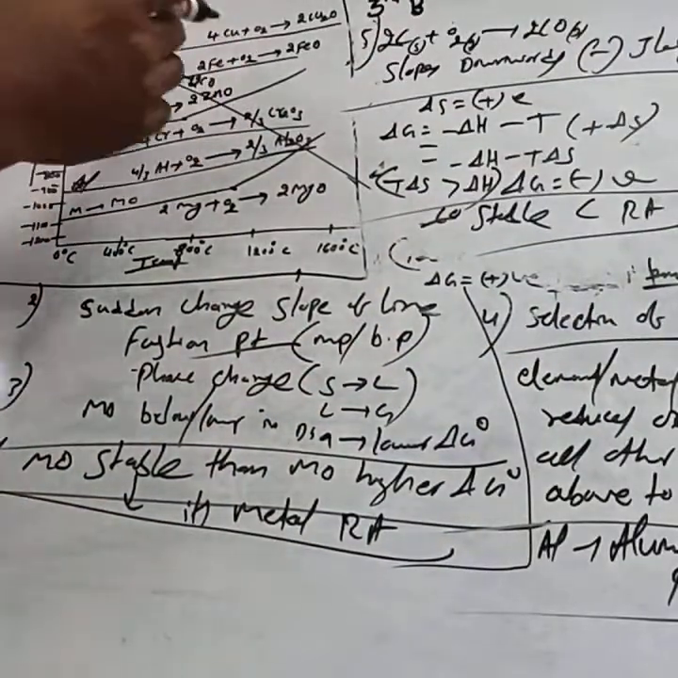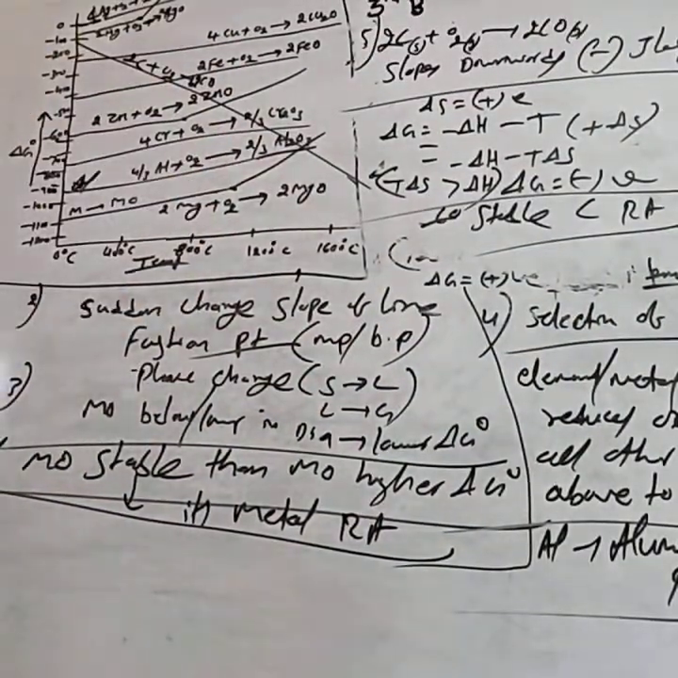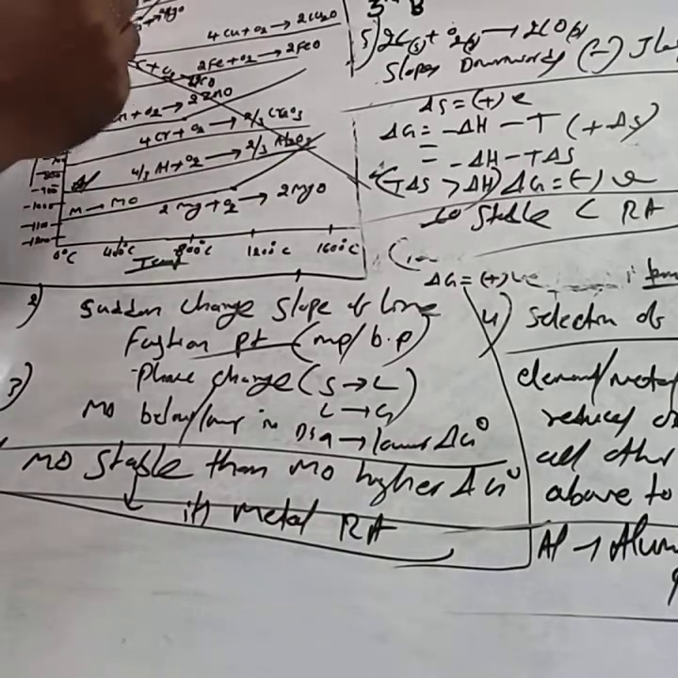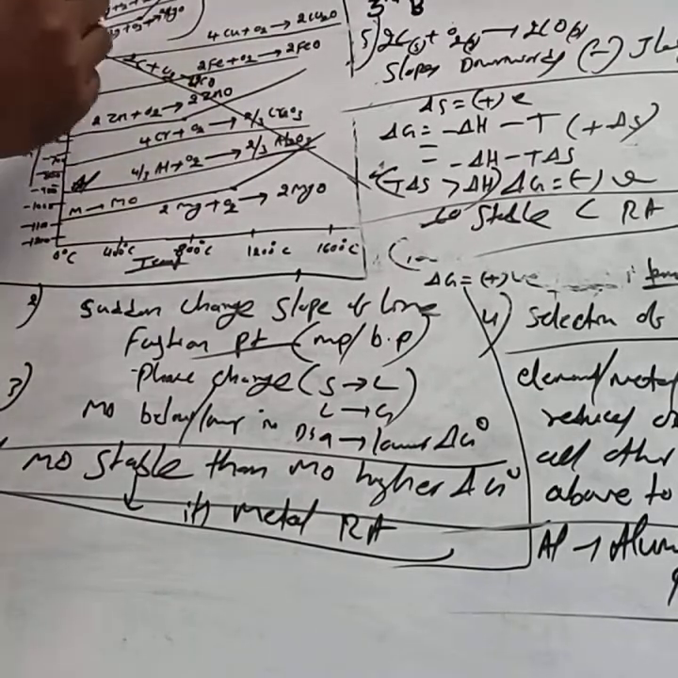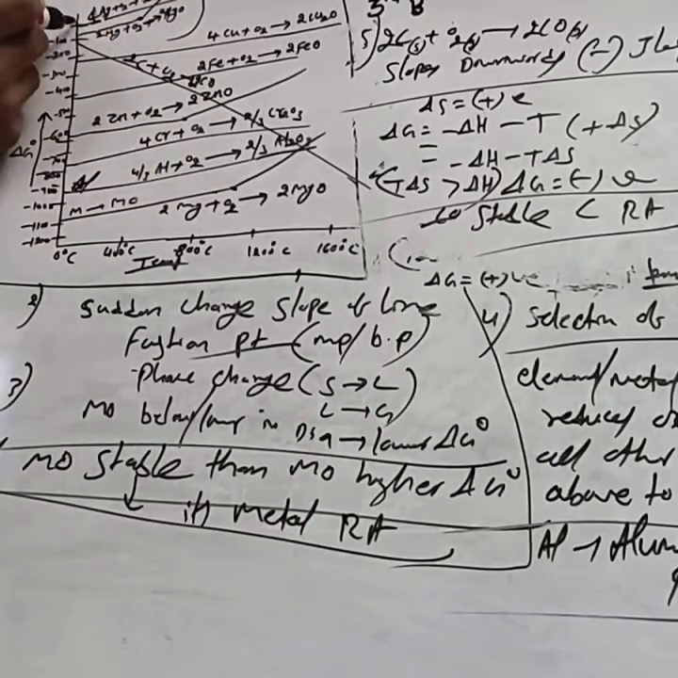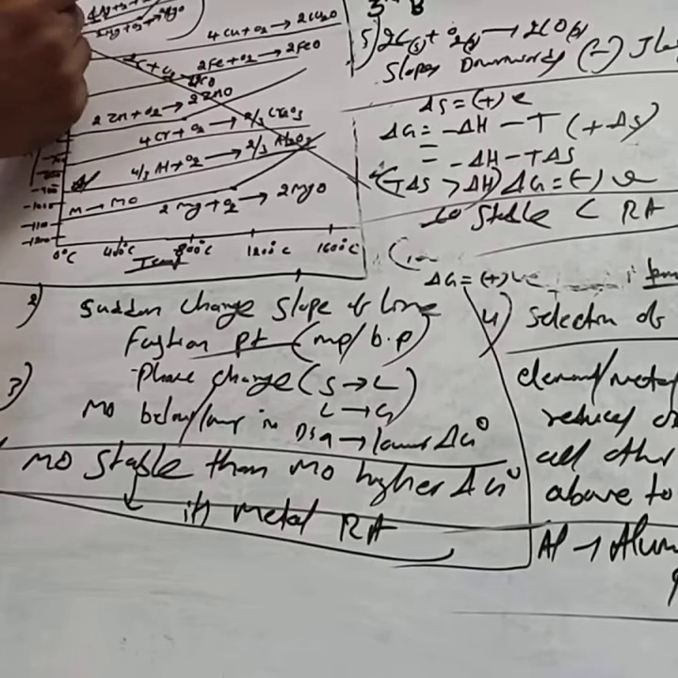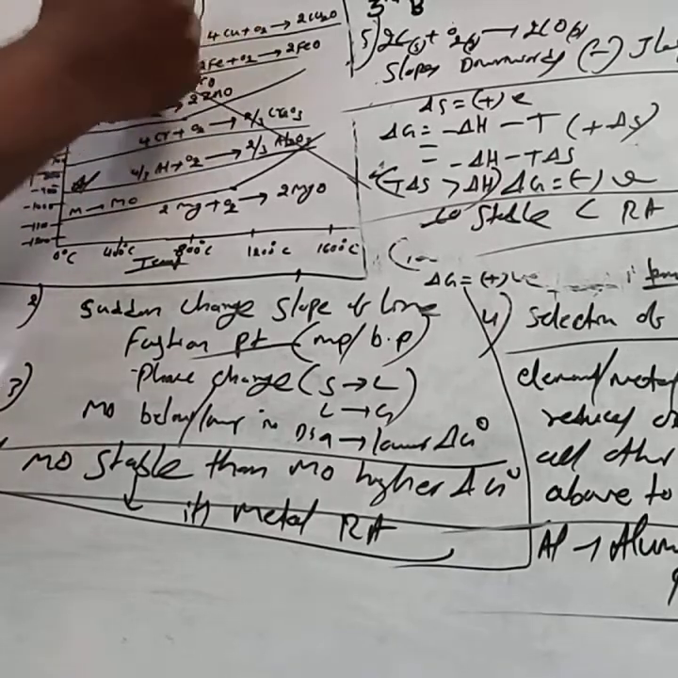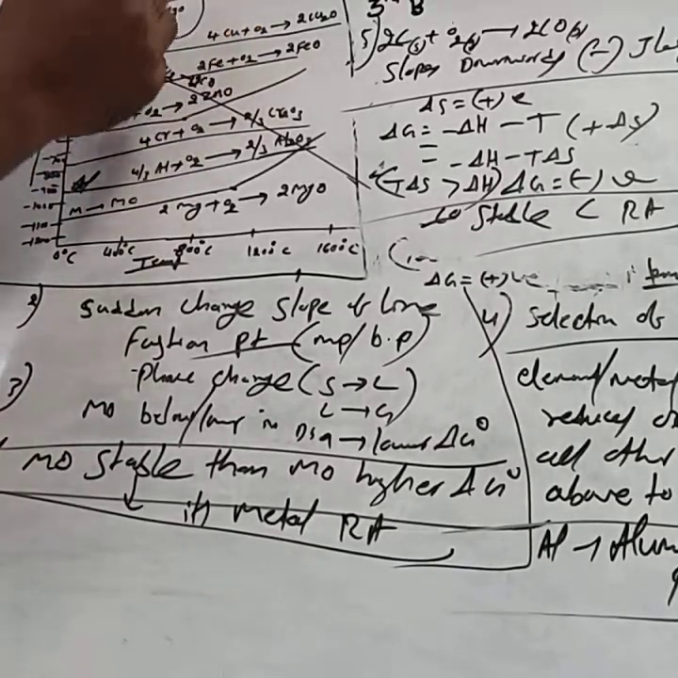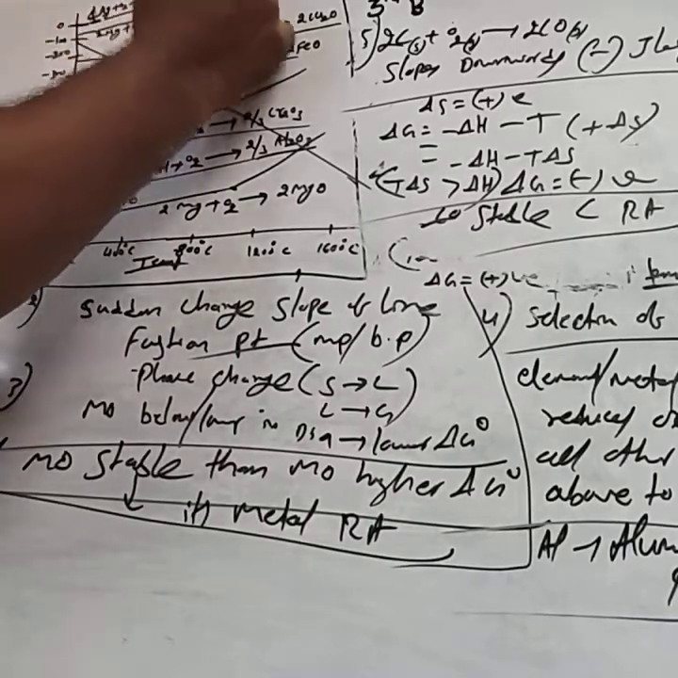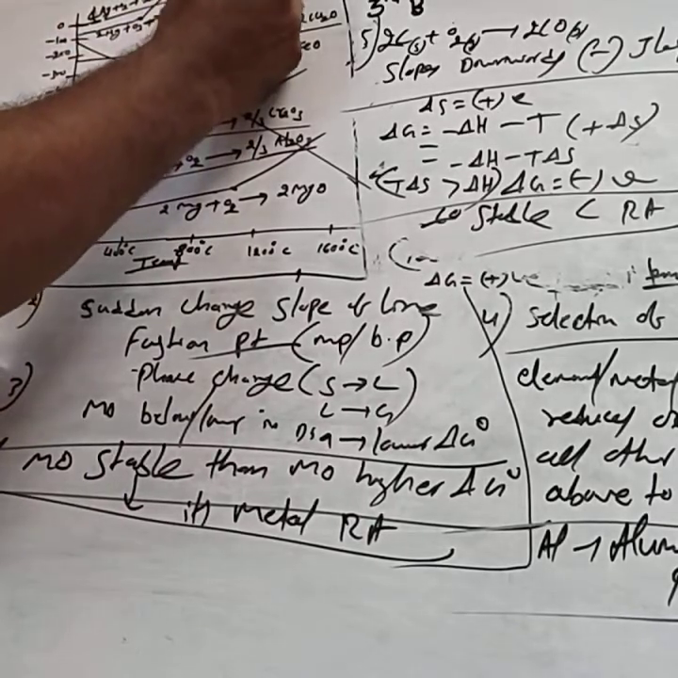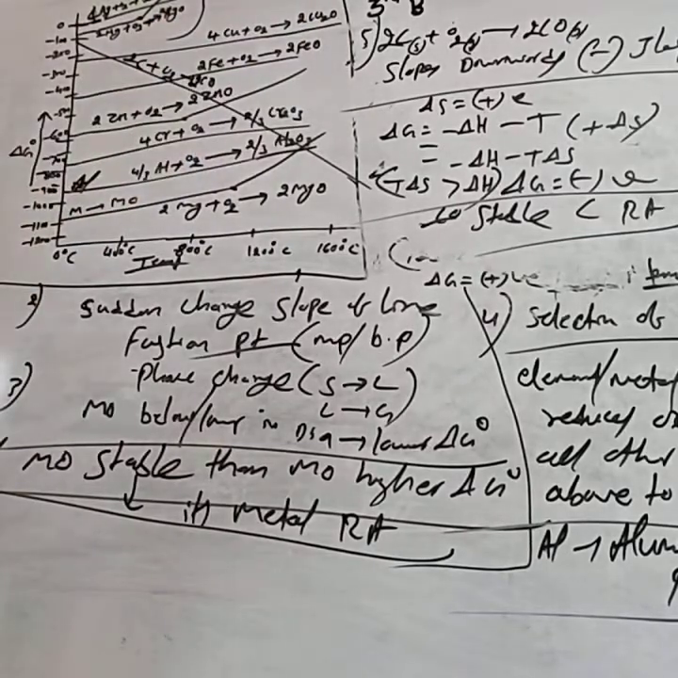This is about the Ellingham diagram. Consider one more point. The formation of Ag2O and HgO have positive delta G naught values. They cross this zero line. Means Ag2O and HgO are unstable in nature.